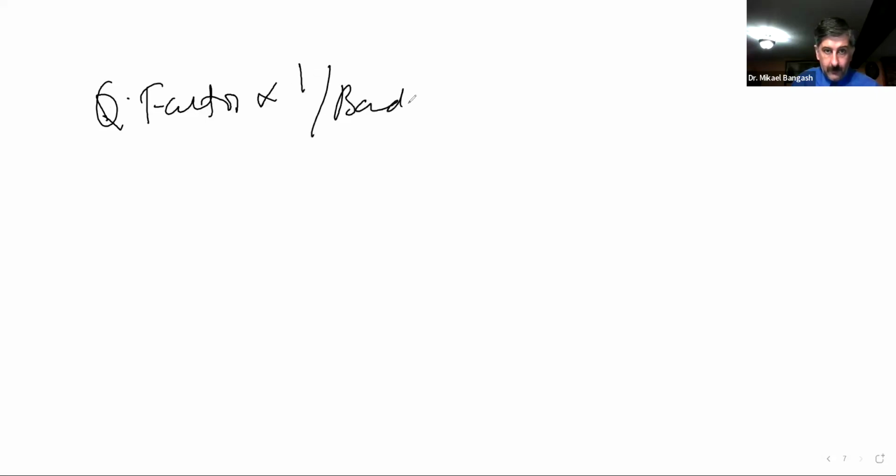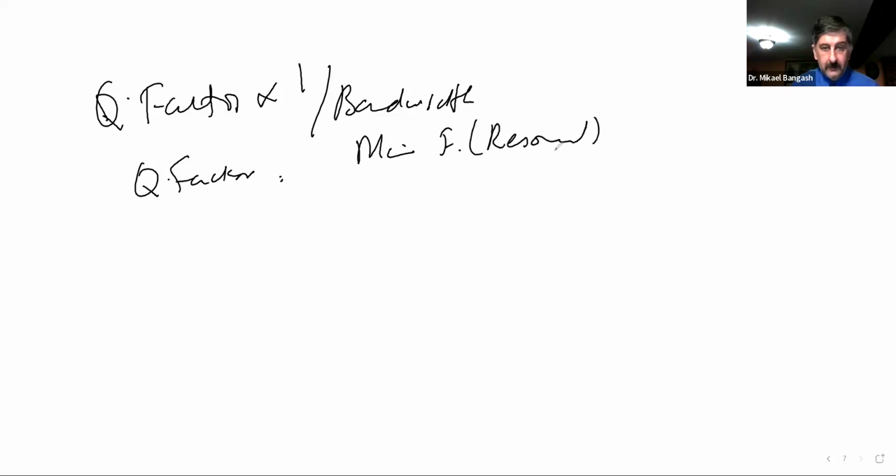So it's mainly the relationship between Q factor and the bandwidth that you need to know. On top of that, you also need to calculate your Q factor, which will be the main frequency, also known as the resonant frequency, divided by the bandwidth.